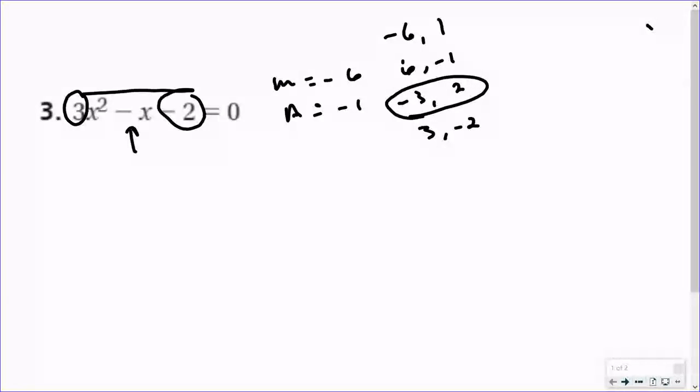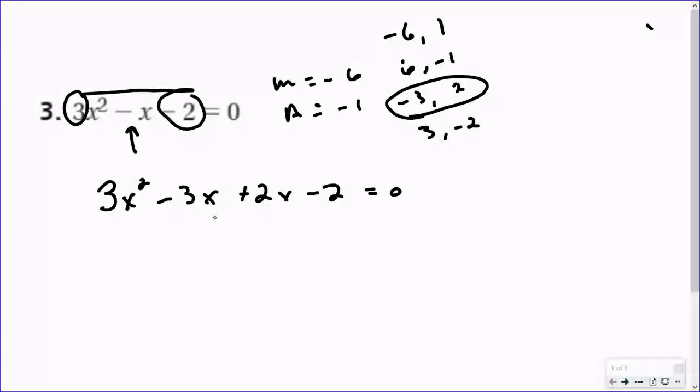So now I'm going to factor this by grouping. The first 3x squared stays exactly the same, and then I bring in these two, followed by an x, and then the last thing.